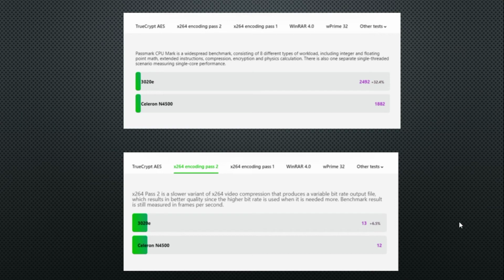For our last test that we got from Technical City, which is x264 encoding pass 2. x264 pass 2 is a slower variant of x264 video compression that produces a variable bitrate output file, which results in better quality since a higher bitrate is used when it is needed more. The benchmark result is still measured in frames per second, and the result is almost the same.